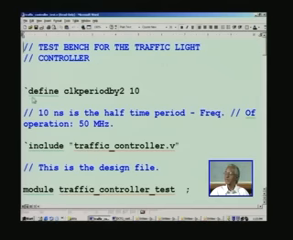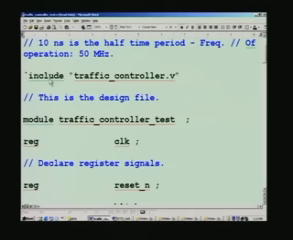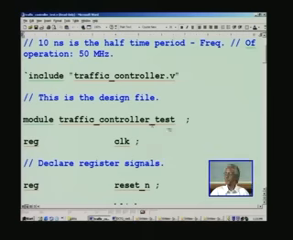And as usual we have a define statement which defines the clock. For 50 megahertz we put 10 in this variable here, that being the half time period, and we include the actual design, the traffic controller, here by the statement include. This is the design file, and this is the module we declare here, the traffic controller test bench, which is the module of the current file.